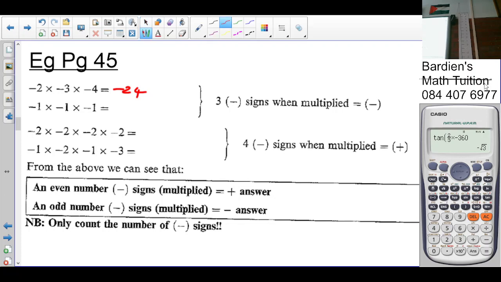What's the next answer? Do you all agree with that? Okay. Do the next one. What's your answer, Mika? Negative? Okay. What's negative times negative?